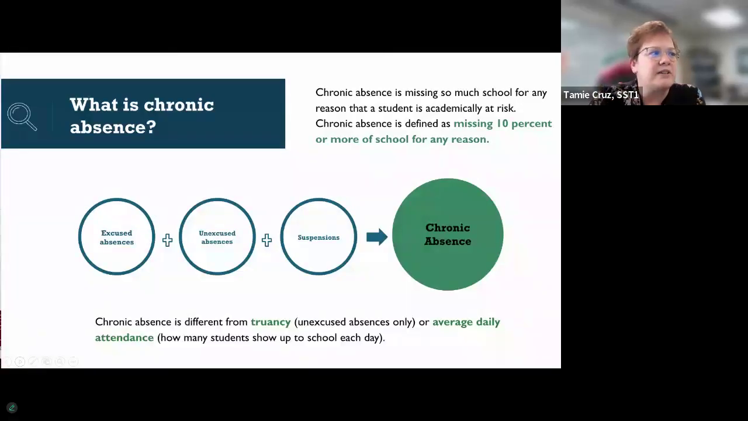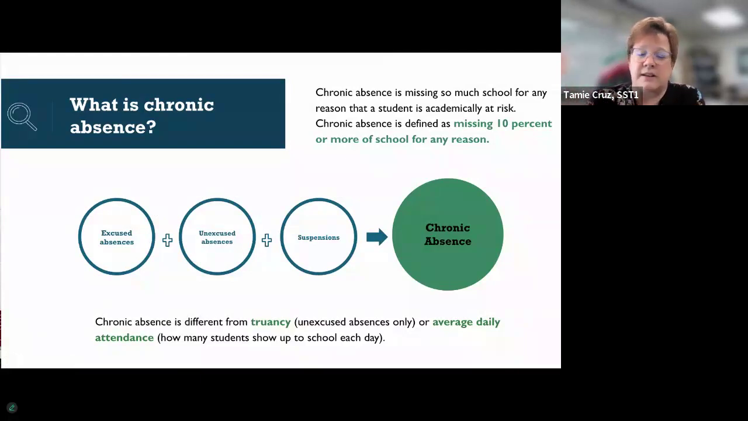All right, just as a reminder, we're talking about chronic absenteeism. Truancy is just unexcused absences. Average daily attendance is just how many kids you have on average in your building every day. Those are important numbers in other spots in EMIS. But chronic absenteeism has to do with the total number of days or hours that add up to a day that a student misses for whatever reason.